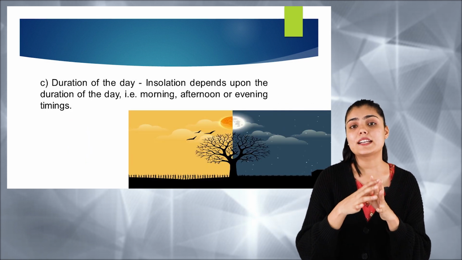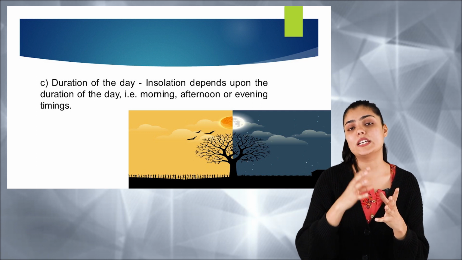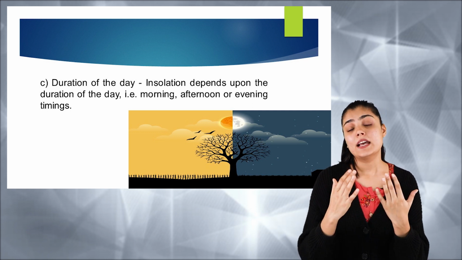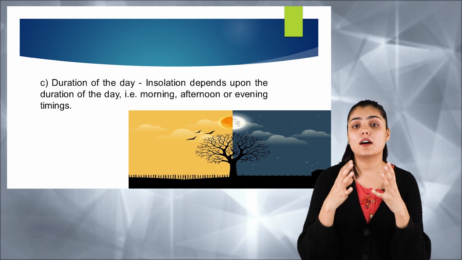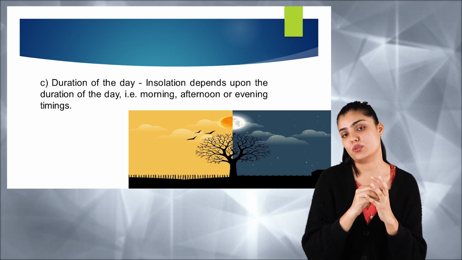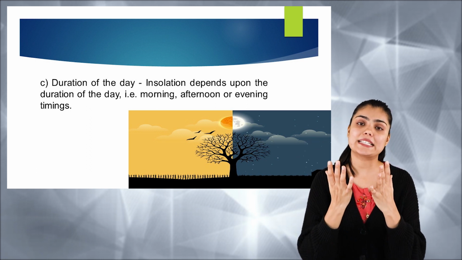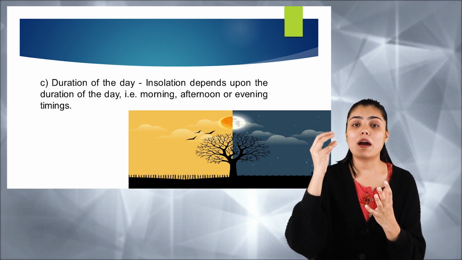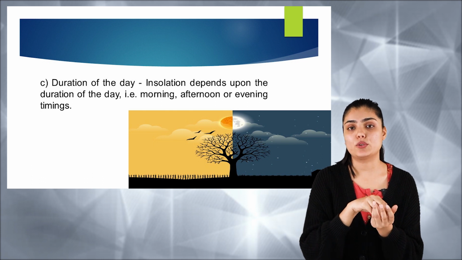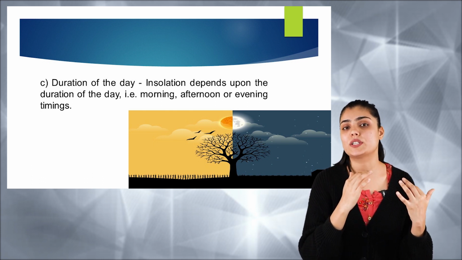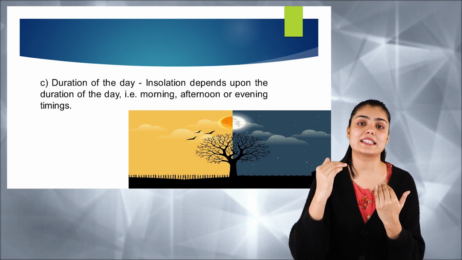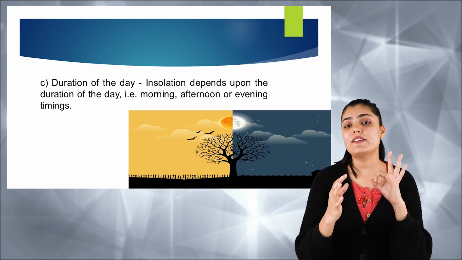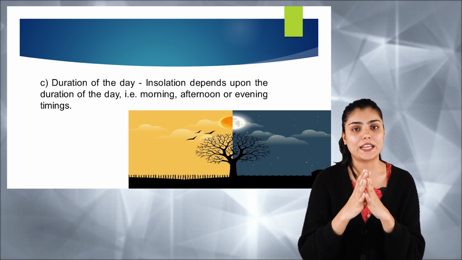The third factor that affects the insolation or solar energy is the duration of the day. Yes, the duration of the day affects the amount of solar radiation that reaches the earth. The duration of the day decides the intensity of sunlight, thereby also deciding the amount of solar radiation reaching the earth. If it's in the morning, the solar radiation that reaches the earth is much lesser than it is in the afternoon. So these are the three factors that influence insolation.